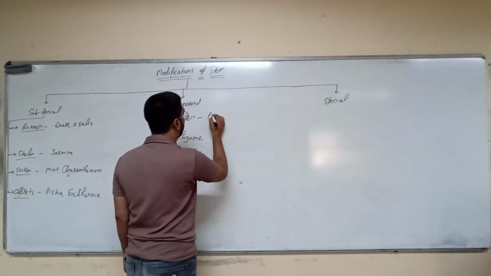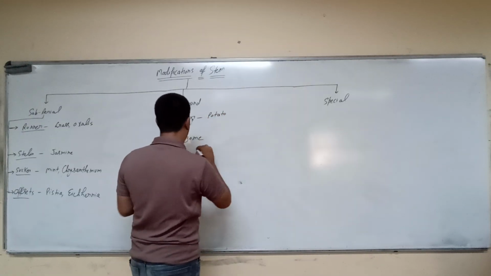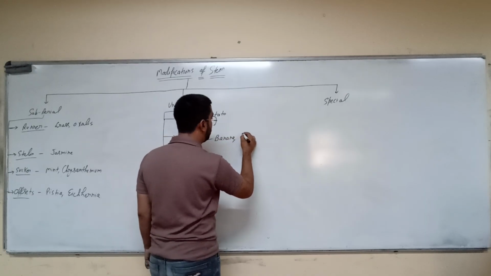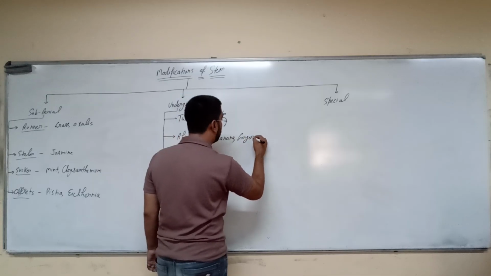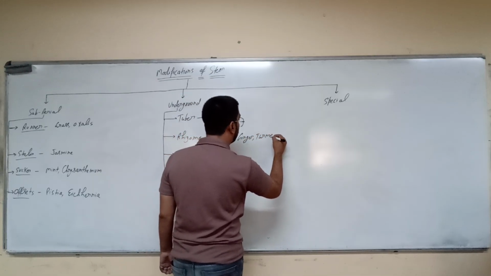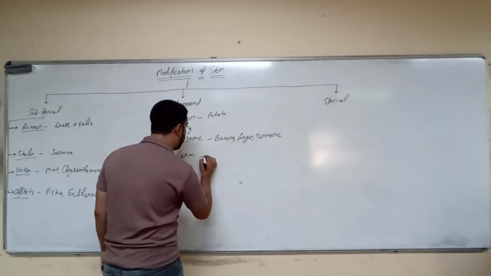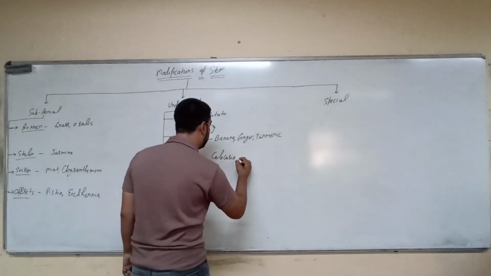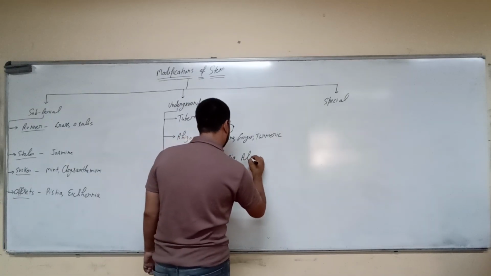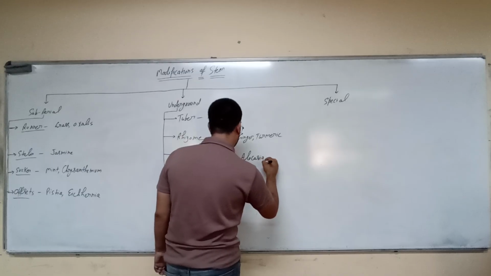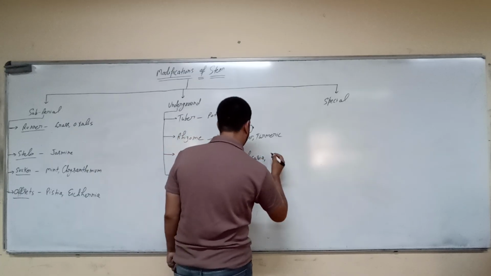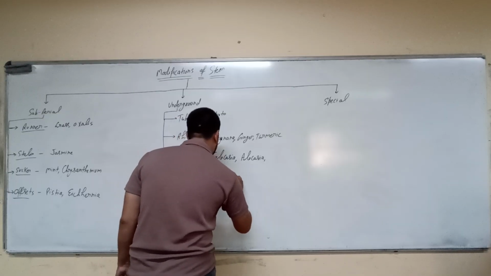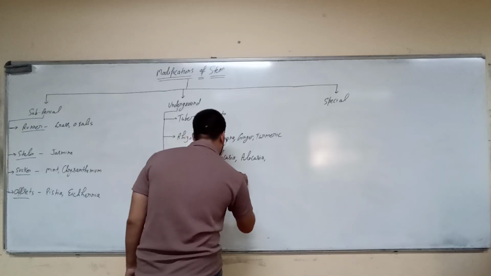Tuber, potato. Rhizome, banana. Ginger. Turmeric. Corm, colocasia. Alocasia. Bulb, onion, and garlic.